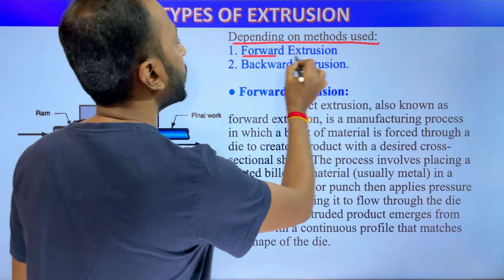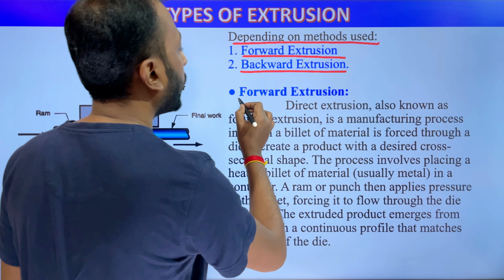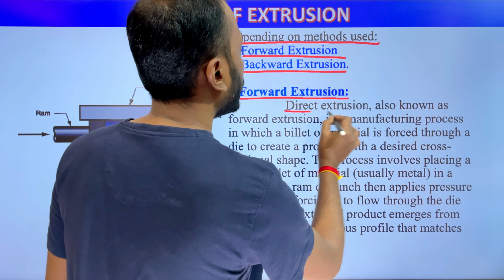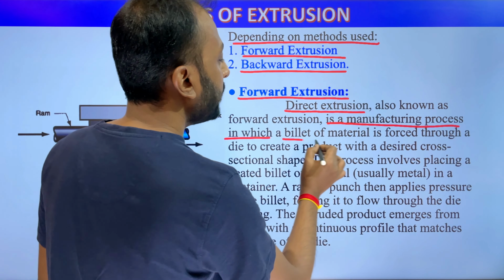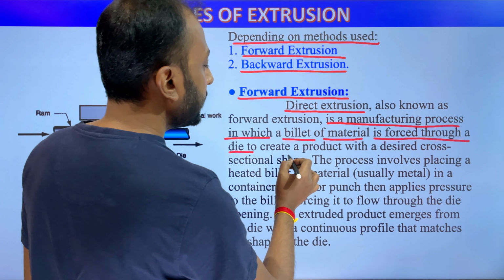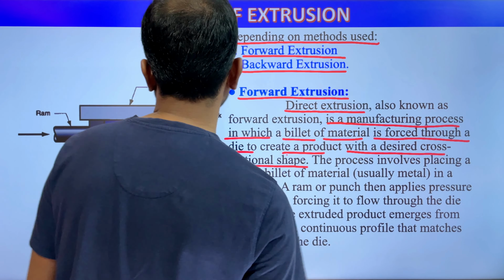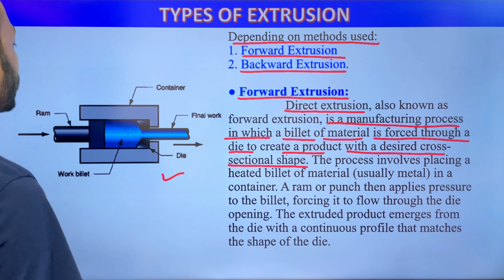First one is forward extrusion and second one is backward extrusion. So what is forward extrusion? Forward extrusion is also known as direct extrusion process. It is a manufacturing process in which a metal billet of material is forced through a die to create a product with a desired cross-sectional shape. So this is the figure of forward or direct extrusion process.